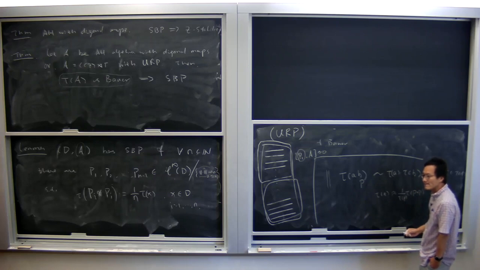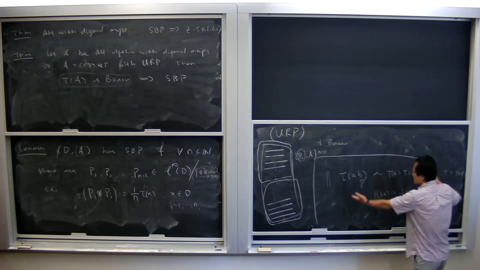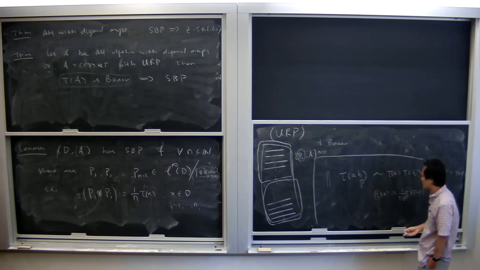Yeah. That's really for extremal traces. So how do you get it for other traces? Well, we use this for extremal traces, and this is true uniformly for our extremal traces. Then we are good.